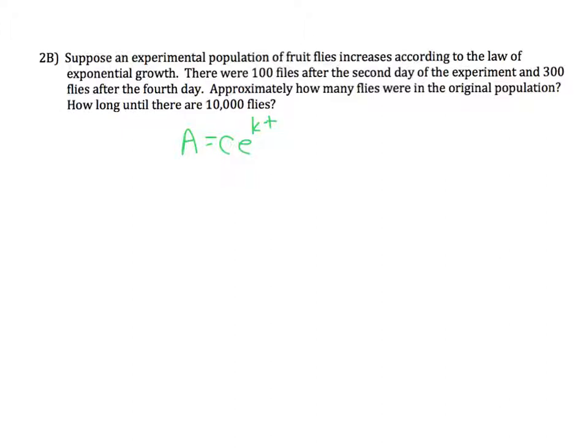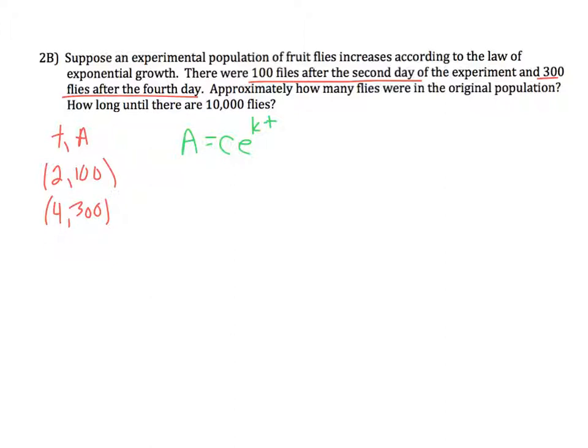Okay, so let's sort out our given information, or that's what I like to do. There are 100 flies after the second day of the experiment. So if I'm listing out my time and my amount, my population, I've got 2 and 100. 300 flies after the fourth day. So after the fourth day, population's up to 300. And approximately how many flies were there in the original population?